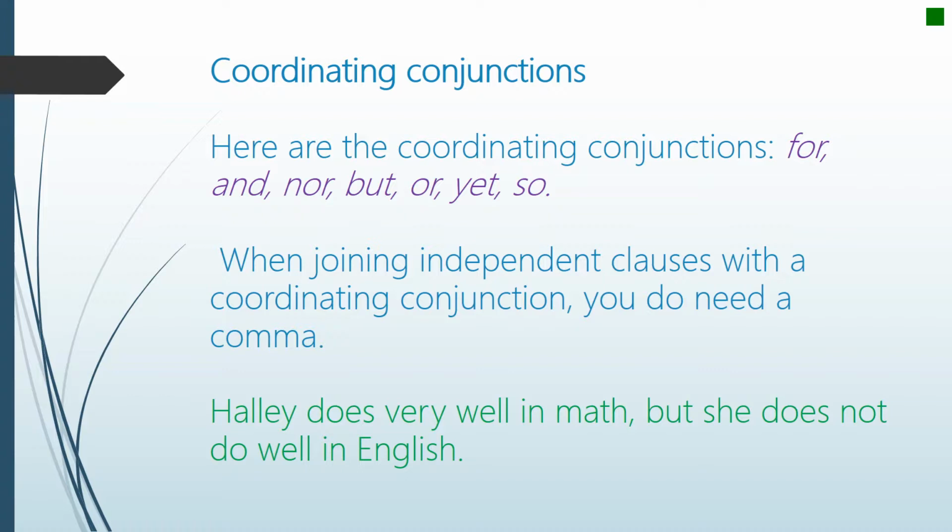In other words, you've combined 2 complete sentences or 2 independent clauses. You can think of an independent clause just as a complete sentence. So Haley does very well in math, we could just put a period there, and we could write another sentence that says she does not do well in English. So these are 2 complete sentences joined by a coordinating conjunction, and that requires a comma before the coordinating conjunction, in this case, the word but.